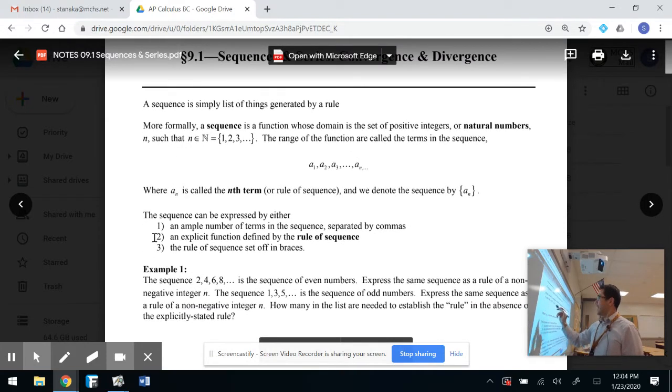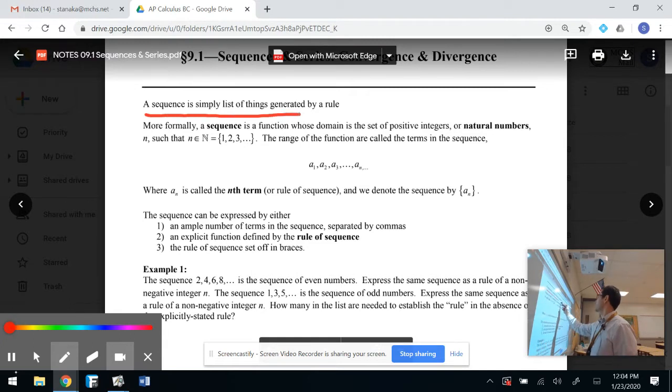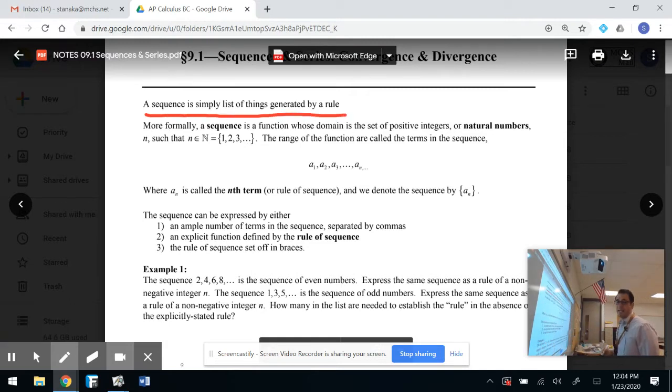So here we go. A sequence is simply a list generated by a rule. And our rule is denoted by the term A sub n, okay? And a sequence is just a list. So if you look right there, A1, comma, A2, comma, A3, okay? Those are all terms of a particular sequence. And once again, the rule for a sequence is usually noted by A sub n, okay?